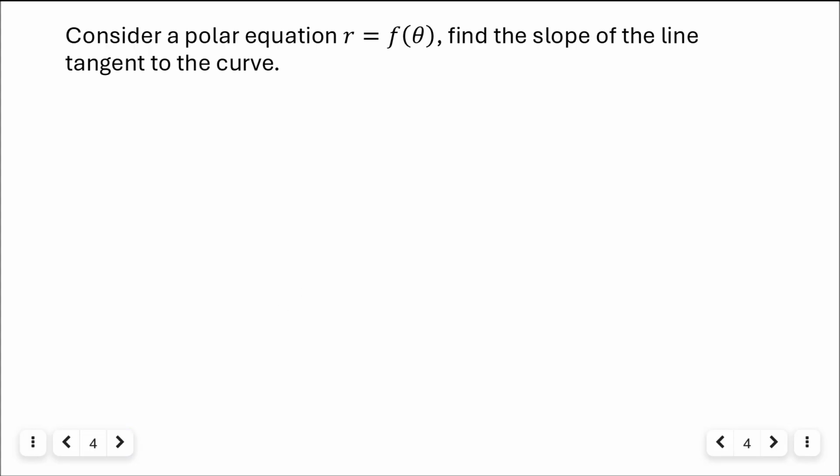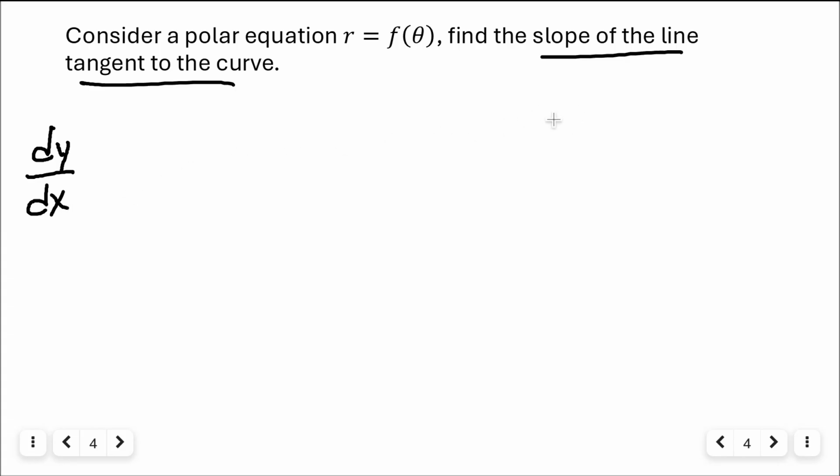Now let's consider a polar curve, r is equal to f of theta. So it's some function in terms of theta. I want you to find the slope of the line tangent to the curve. To find the slope of the tangent line, you have to be in rectangular coordinates. The slope of a tangent line is and will always be dy dx. But the problem is I don't know what y is in terms of x. Right now I have r in terms of theta, which is polar coordinates. I need something in terms of y and x.